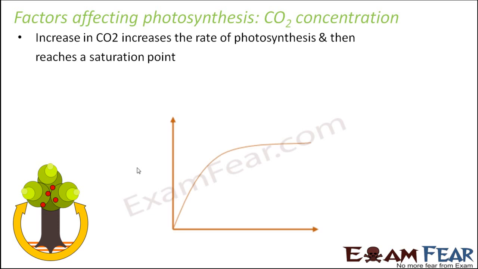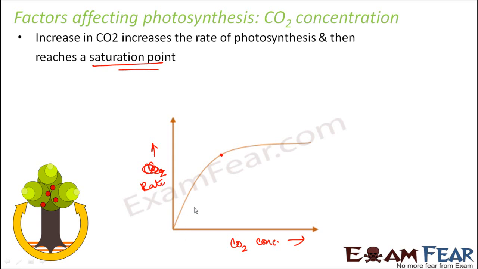Why? That's because, initially, let us suppose this is the rate of photosynthesis and this is the carbon dioxide concentration. Now initially when the carbon dioxide concentration increases, the rate of photosynthesis also increases. But this also reaches a saturation point. So when does this saturation point come?